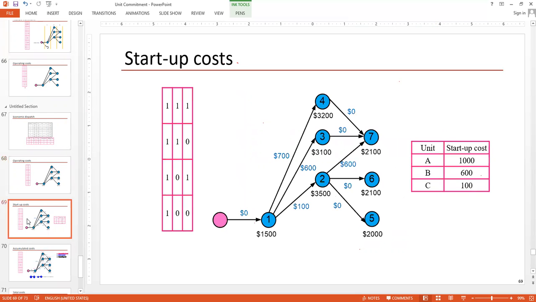This is only the production cost. What about the startup cost? Startup costs are given as this, and these are fixed. These are not dependent on the amount of time the units are shut down or running, whatever. So the fixed startup costs are given: 1000 for unit A, 600 for unit B, and 100 for unit C. So let's now put these values.